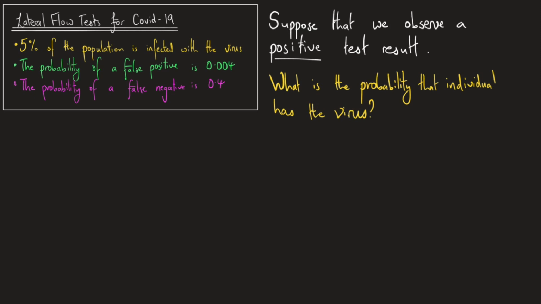Sometimes it will report that individuals don't have the virus when they actually do, and sometimes it will report that the individuals do have the virus when they actually don't. So the probability of a false positive, that's recording a positive test when an individual doesn't have the virus, is 0.004. Now this 0.004 is a conditional probability. This is the probability that the test is positive given that the individual does not have COVID.